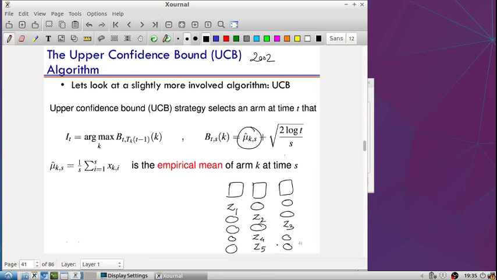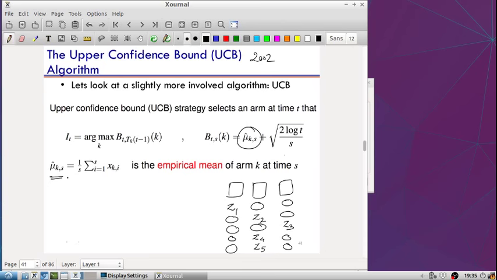k is just the index of the arm: first website, second website, third website. We are actually at time t, but I might have only shown a website 3 times, which may be less than t. If I had shown the same website t minus 1 times, then s would be t minus 1. Otherwise, s is some smaller number. That's all. So first you compute mu hat k comma s.